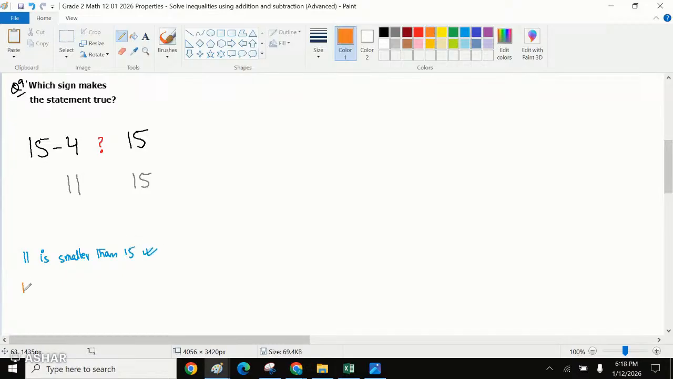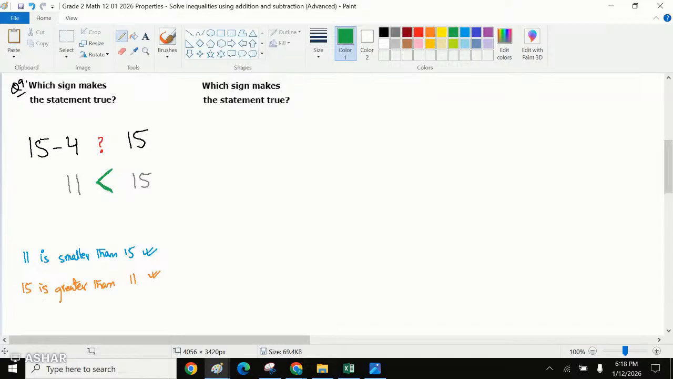Can I say that 15 is greater than 11, right? So both of these statements are true. So what we need to do is the open end would always come facing towards the larger number. So can we say that 11 is less than 15? Agreed? Or 15 is greater than 11? Okay.